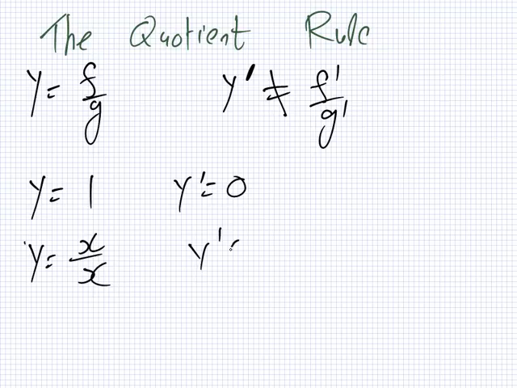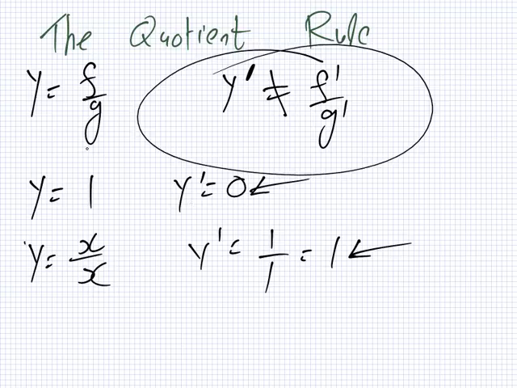What's the derivative of x? 1. What's the derivative of x? 1. What's 1 over 1? 1. But it's not supposed to be 1, it's supposed to be 0. So again, we can see it's not this. Okay, you don't have to write that down, but the next part you do have to write down, which is the rule.